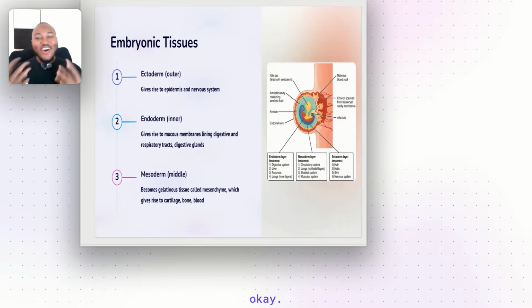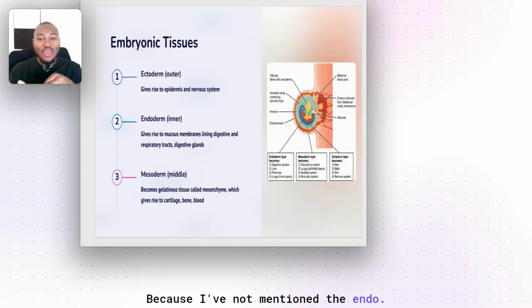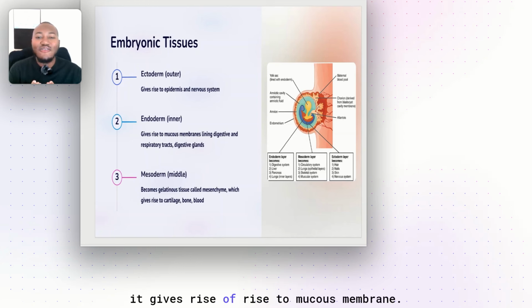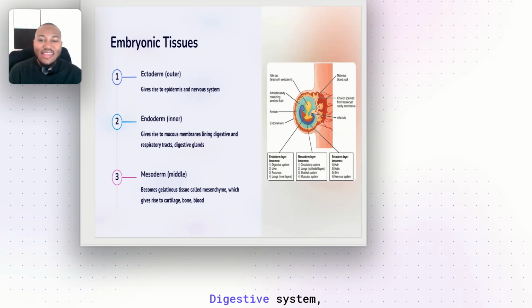Make sense? Okay, now the endoderm, because I've not mentioned the endoderm. The endoderm lines most tracts. It gives rise to mucous membrane. Now that mucous membrane lines where? Digestive system, the respiratory tract, digestive glands. I need you to remember, endoderm gives rise to mucous membrane.